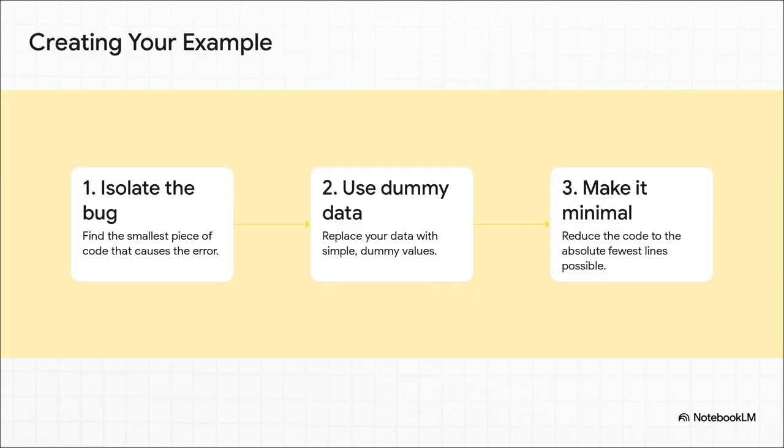So how do you make one? It's basically a three-step process. First, you isolate the problem. Just start ripping out everything that isn't absolutely necessary. Second, swap out your real data for simple, dummy values that still cause the error. And finally, go minimal. I mean, keep cutting lines of code until it is the absolute bare-bones essence of the problem.